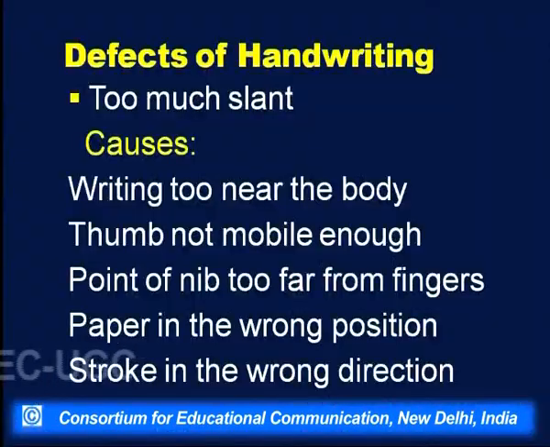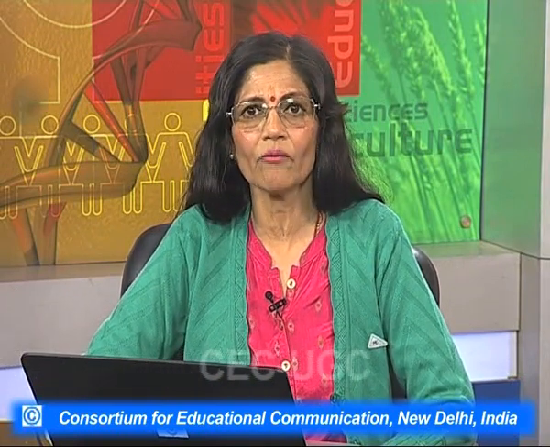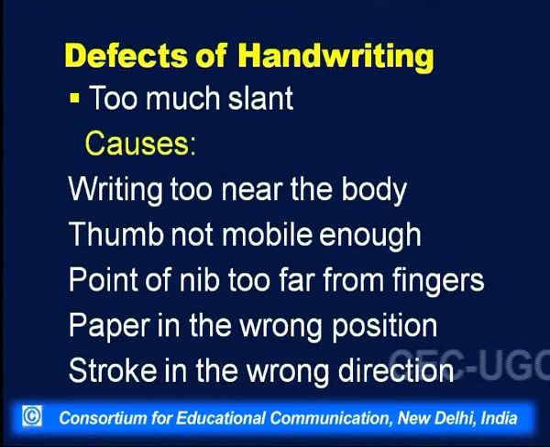So first defect of handwriting is too much slant. Sometimes too much slant is followed by the writer. What are the causes behind too much slant? First is writing too near the body, because furniture, our table and chair is not proper and the distance is not proper with the body. So sometimes we hold the paper too near our body, then too much slant will come in the writing. And another reason behind this too much slant is thumb not mobile enough.